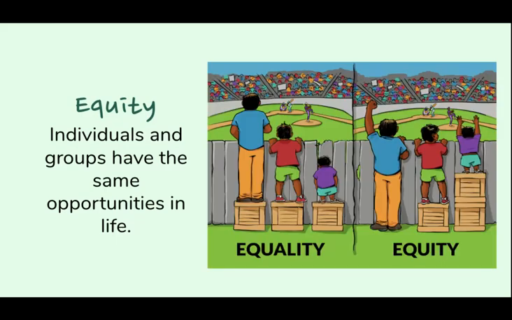The 3rd pillar is equity. We've seen this picture before. You guys did a writing assignment on it. So individuals and groups have the same opportunities in life, which does not necessarily mean that they're given the same thing, as they are all given the same box on the left, but the one person can't see over the fence. So it's giving people enough so that we can all be on an even playing field.